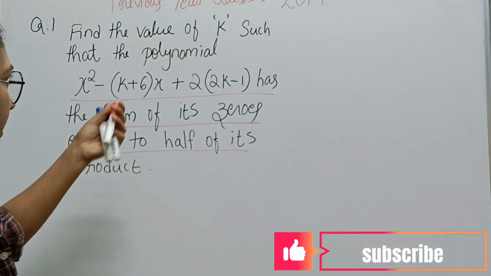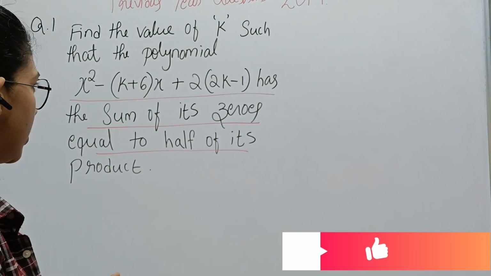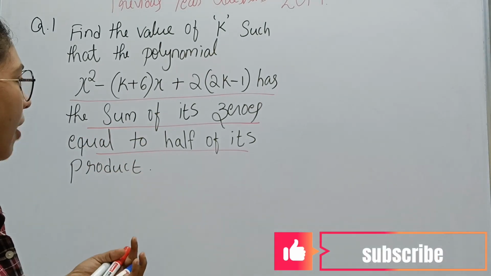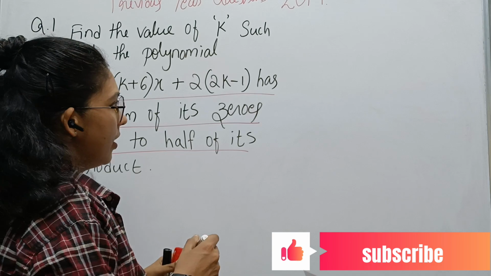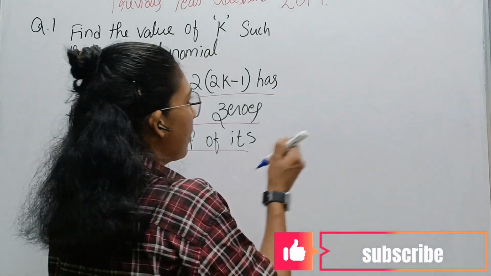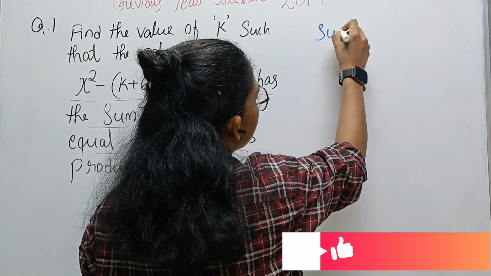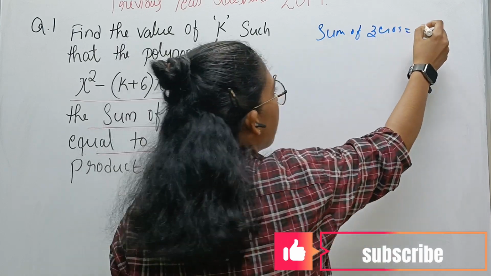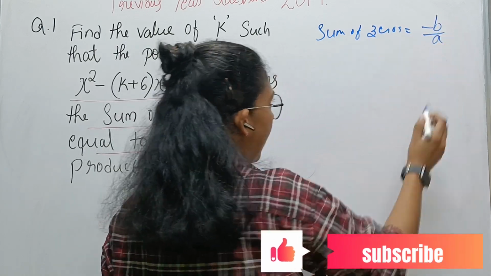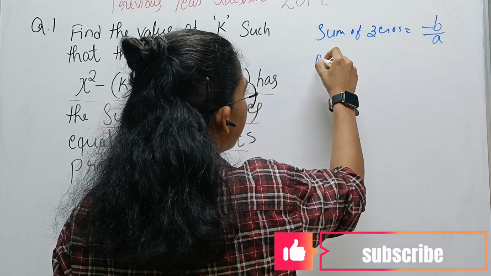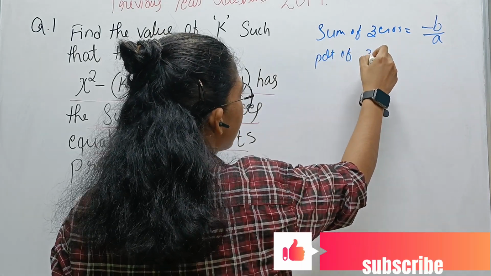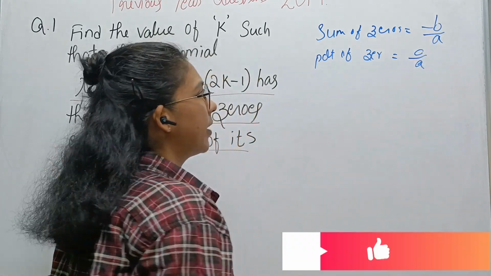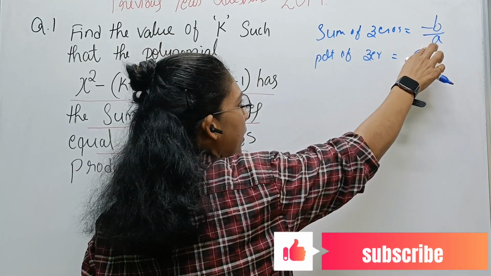How to find out k? So this is the question, and the hint is the sum of its zeros is equal to half of its product. Now, the sum of zeros of a quadratic polynomial is equal to minus b upon a, and the product of zeros of a quadratic polynomial is equal to the constant term upon a, that is c upon a.